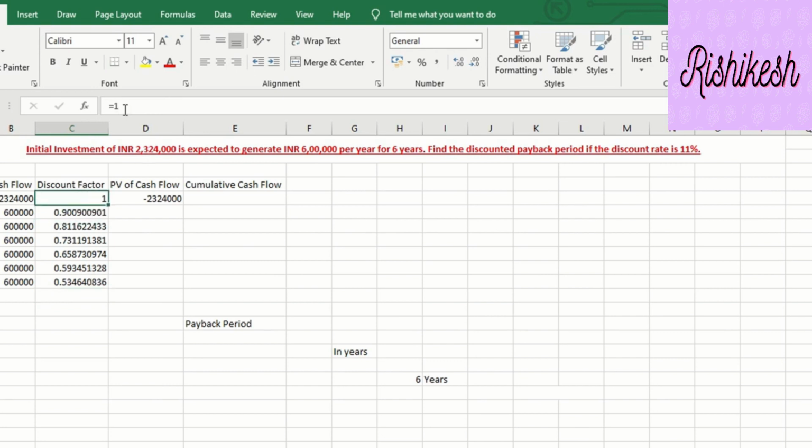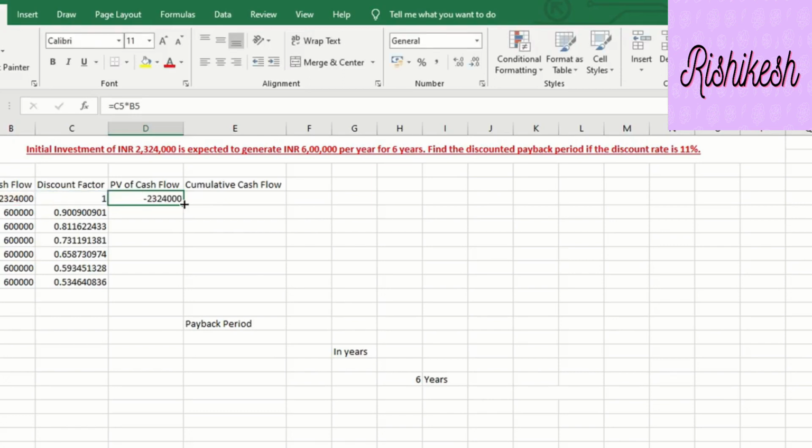Even this 1, if you write it in terms of this, it is 1 divided by (1 plus 0.11) to the power of 0. Why? Because there is no period over here, since it's in the beginning itself. So it will again come out to be 1. So this is how I calculated the discounting factor, and the present value of cash flow will be the cash flow multiplied by the discounting factor. This is why we multiplied C5 with B5.